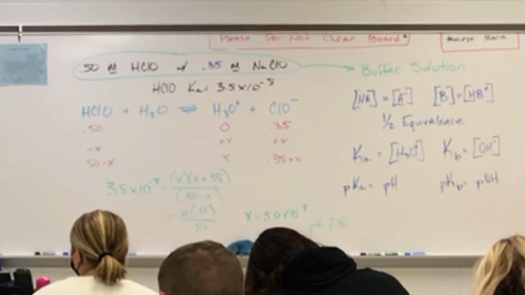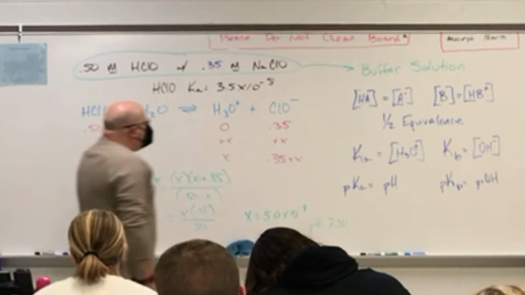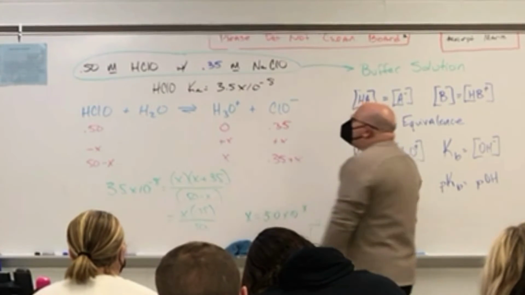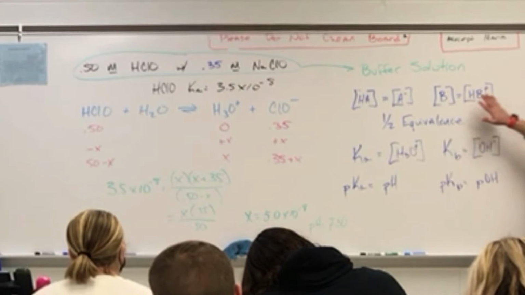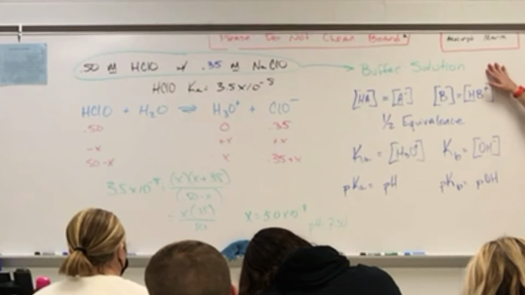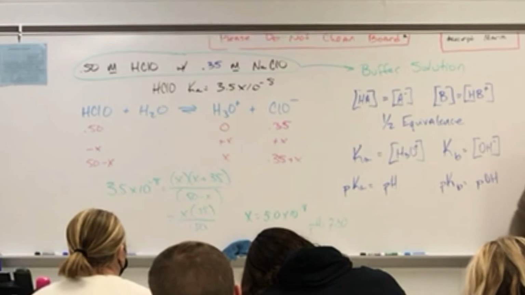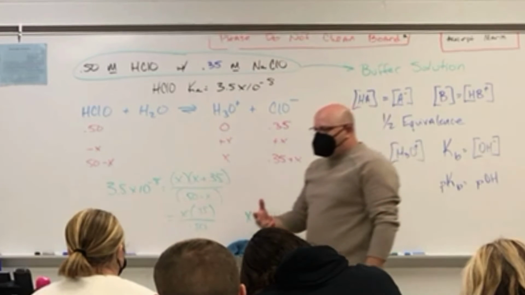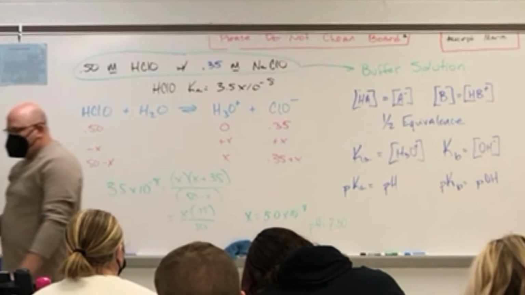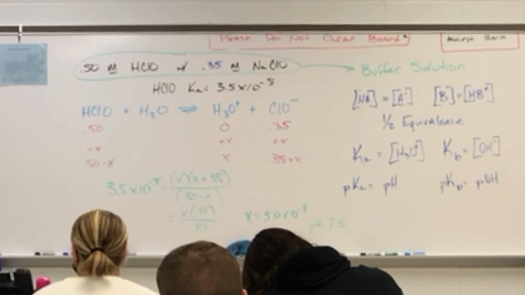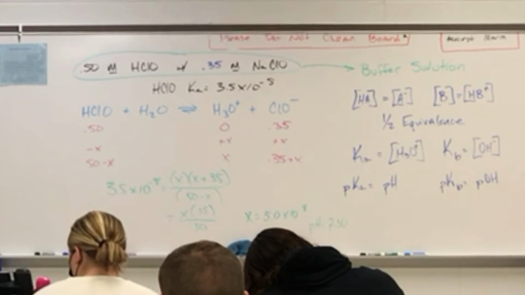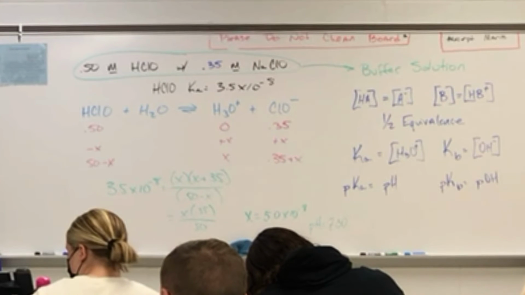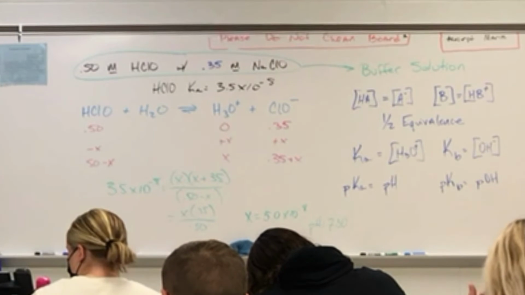7.46? And this is 7.30. This is kind of an illustration of a buffer. Buffers are designed, or we use them purposefully and naturally, to resist changes in pH. Okay, that was part of the definition I gave you.